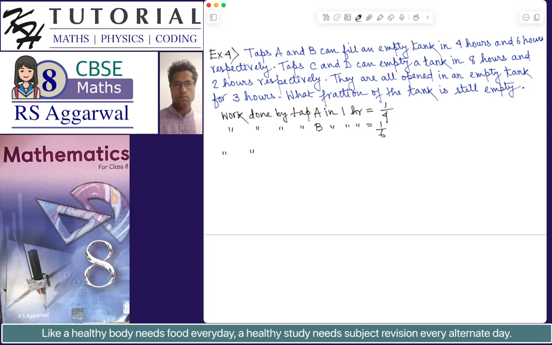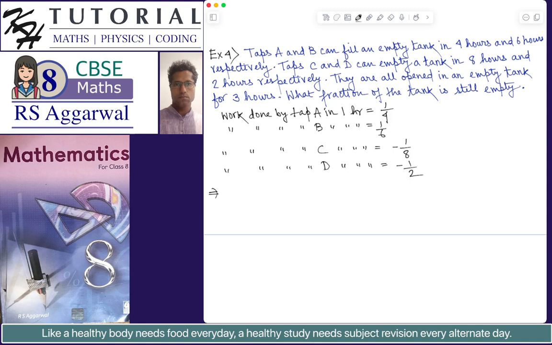Similarly, work done by tap C in 1 hour will be negative, since taps C and D are outlets, they are emptying the tank. So work done in 1 hour by tap C will be minus 1 by 8, and work done by tap D in 1 hour will be equal to minus 1 by 2.